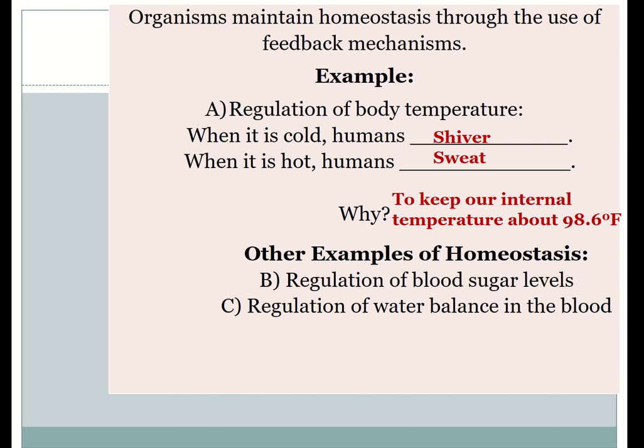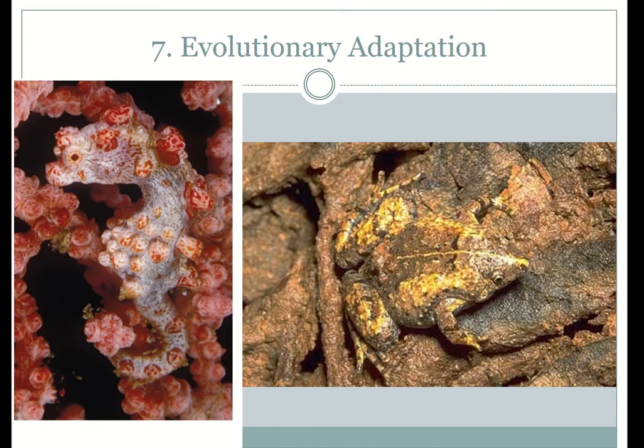Also, regulation of water balance. When you drink lots of fluids, you usually have to urinate. So that's our body's way of releasing any excess water. Also, whenever we don't have enough fluids, we feel thirsty. So that's our body's way of telling us that we need to take in more water to maintain homeostasis.